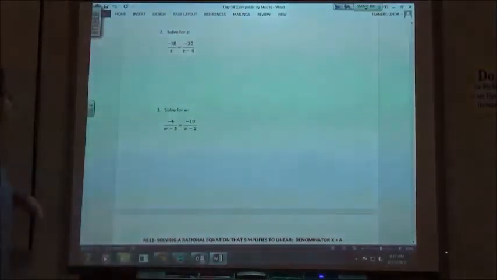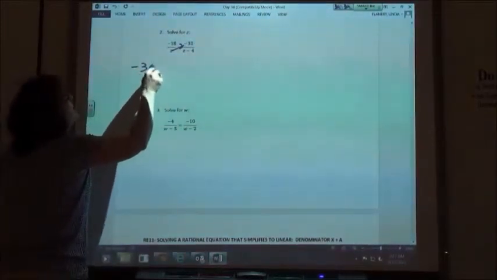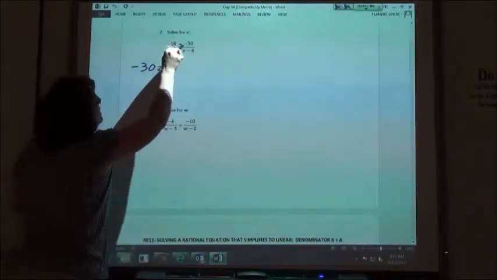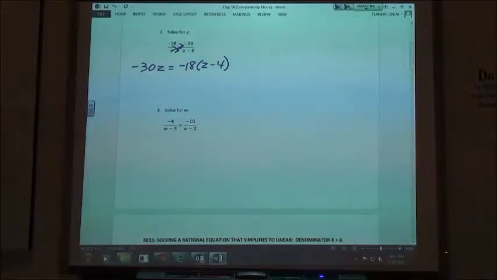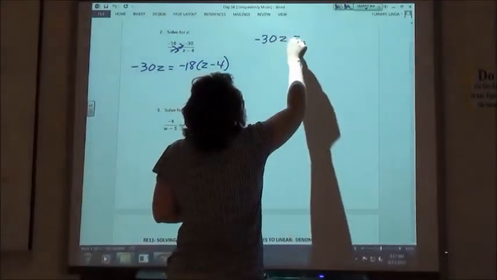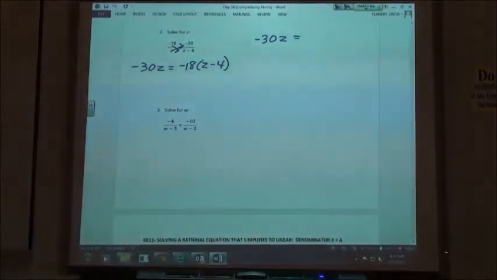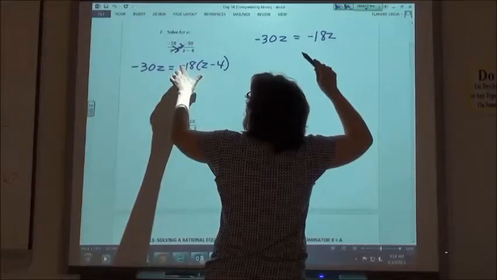So number 2, if we cross multiply, again starting here with the z times the negative 30, we would have negative 30z. On the other pair, I'm going to end up taking the negative 18 times the z minus 4. So if I use my distributive property on that one, I'm going to have negative 30z, and what would I have over there on the right side? Negative 18z minus 72. What's my sign? Plus. Plus, because I have a negative times a negative, right?